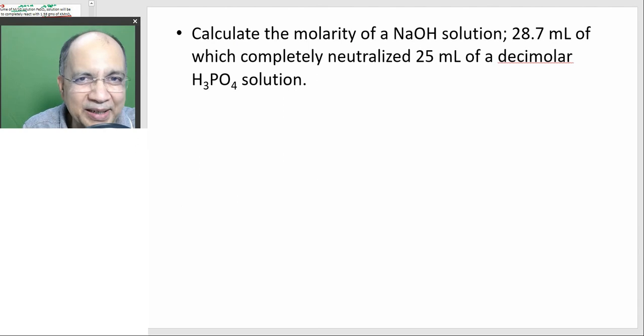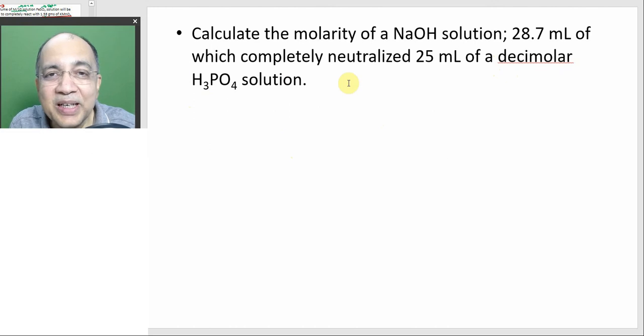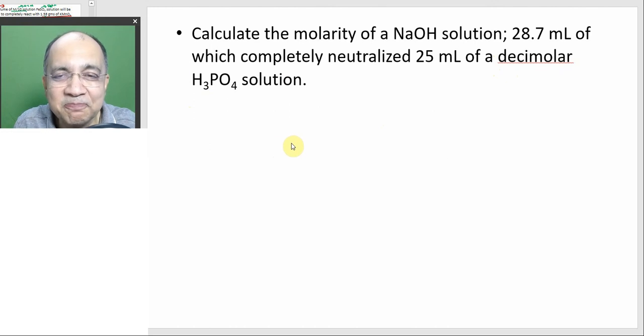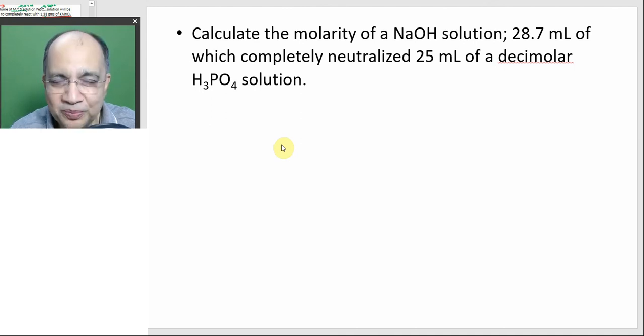You will be feeling a little monotonous. Why not by the normality method? Because the basicity is 3, so the n factor is 3, so decimolar, that is 0.1 M, means 0.3 N. So let's do it by V1N1 is equal to V2N2, so that you can get the result quickly. Now, let us bear with this monotony. First acquaint ourselves with the molar method, then we are free to use any method that suits you the most.